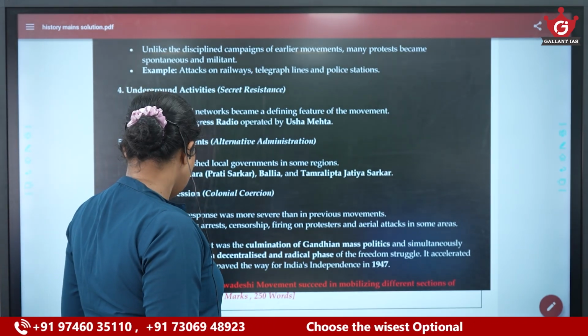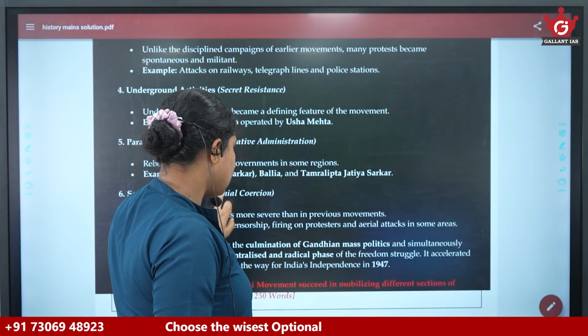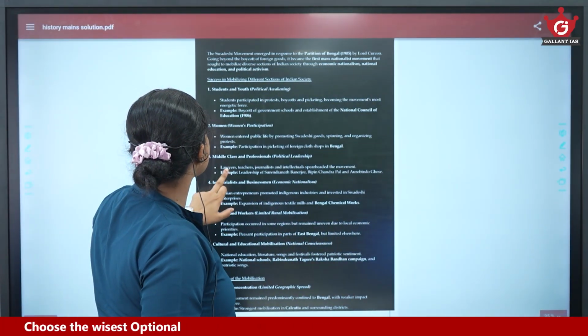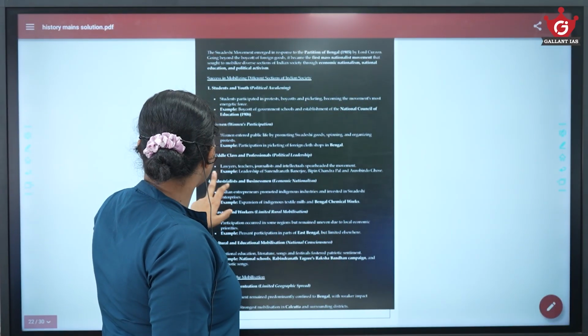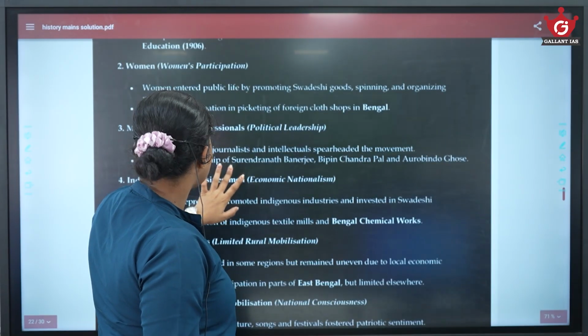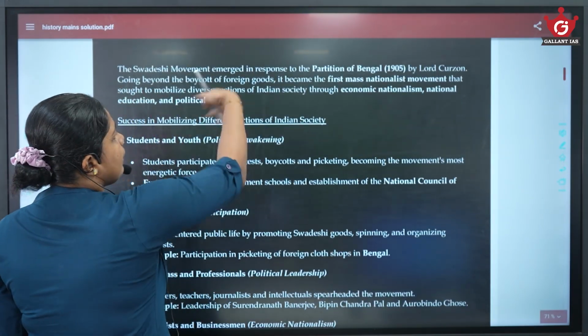Now we move to the 17th question. To what extent did the Swadeshi movement succeed in mobilizing different sections of the society? And what were the challenges? Okay. You can give the introduction.